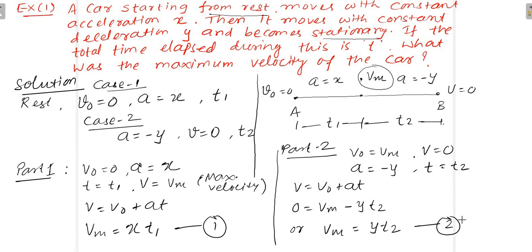Now we would like to have an expression for Vm, which is a generalized expression, right? So we would like to find out how much is the total time t. So we know that total time t is t1 plus t2. Now for the first duration, the situation was that speed was increased from 0 to Vm in this t1. So what do we know? Time is nothing but velocity divided by acceleration.